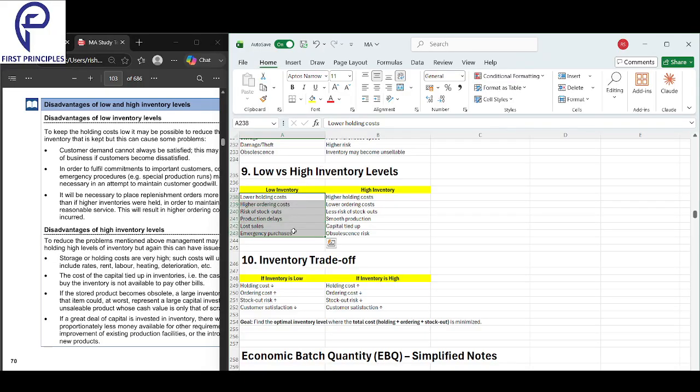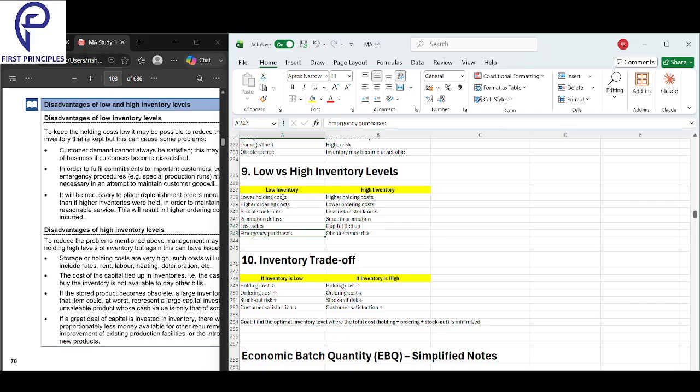If you have too little inventory, then you will have lower holding cost, because you're keeping low inventory, but your ordering cost will go high. You'll have to order again and again throughout the year. Then you have a risk of stockouts. The customer will come, you will not have the goods. There can be production delays, lost sales, and emergency purchases.